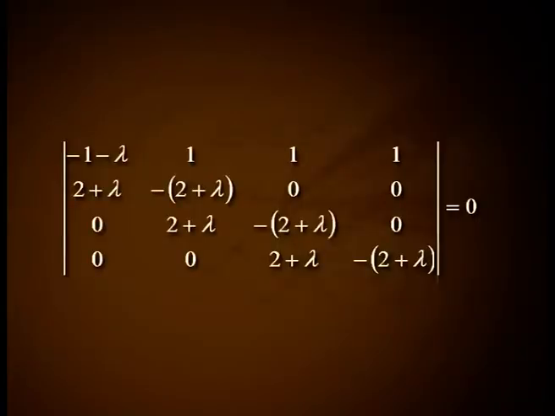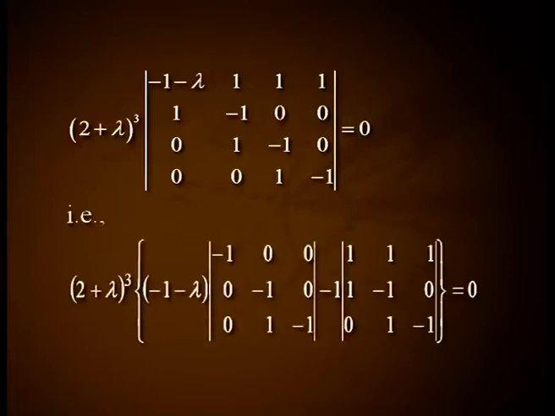Applying R2 minus R1, we obtain the second row as 2+lambda, -(2+lambda), 0, 0. Yes, 2+lambda appears as a common factor in the last 3 rows. By the property of determinants, the above becomes (2+lambda) whole cube times the determinant with rows (-1-lambda, 1, 1, 1), (1, -1, 0, 0), (0, 1, -1, 0), (0, 0, 1, -1) equals 0.